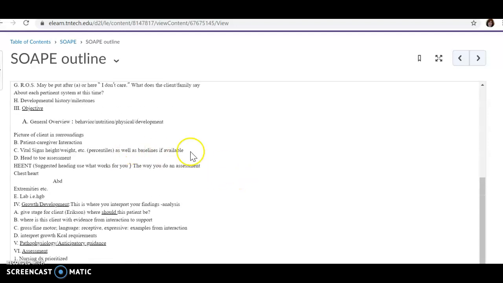And then in section 3 here, my recording software will only let me do 15 minutes at a time, and I'm on 10 right now, so I may have to break this SOAPE explanation into 2 sections, just to let you know.